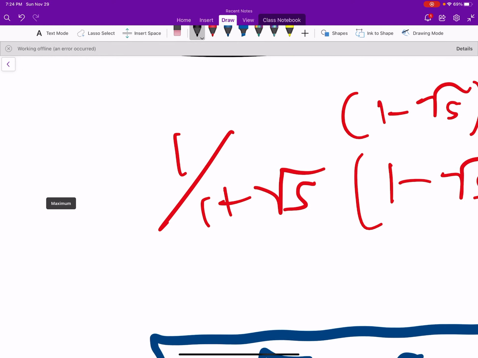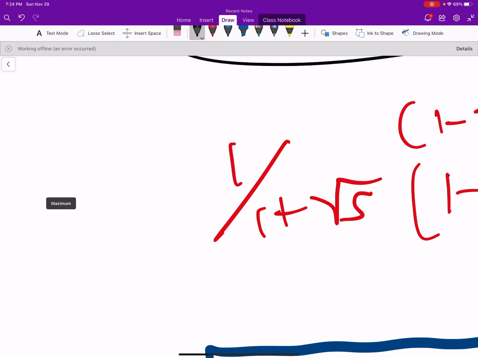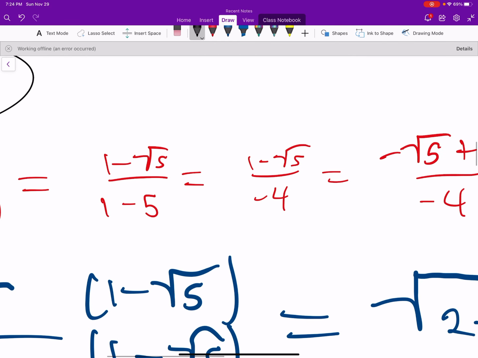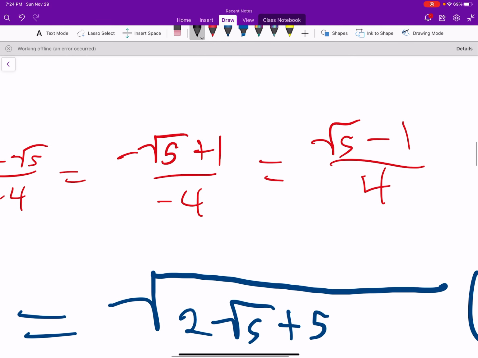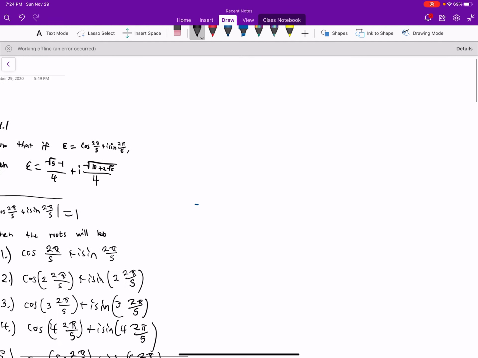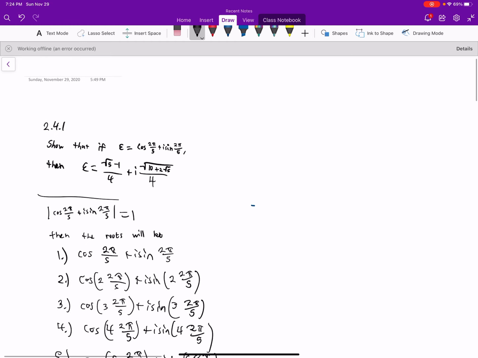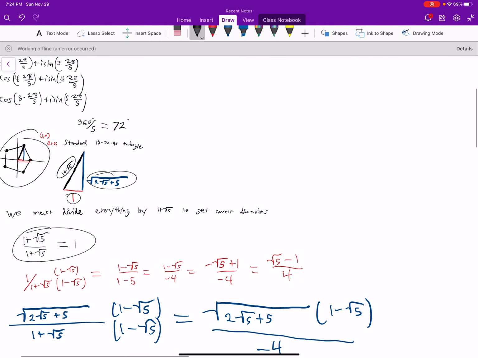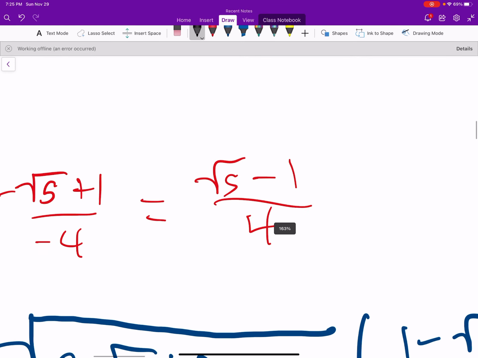took this one, took 1 and divided it by 1 plus root 5. And we end up with this one here, which is what we expected it to be. Root 5 minus 1 over 4. There's a lot of zooming, sorry about that. Root 5 minus 1 over 4, right here.